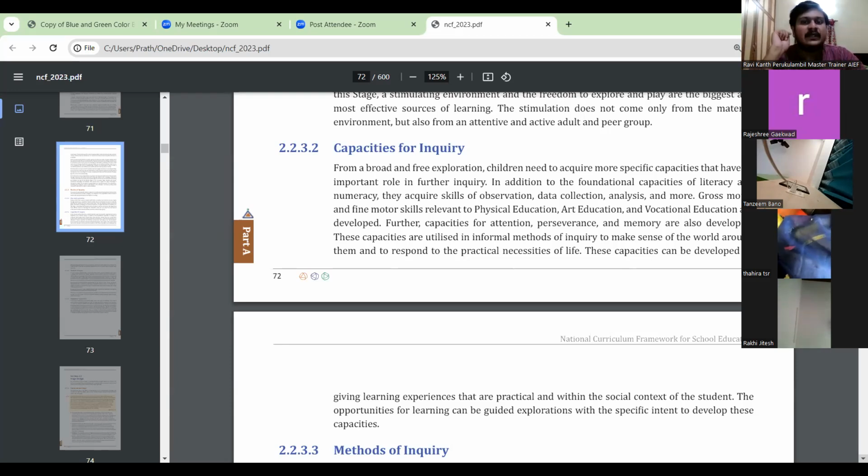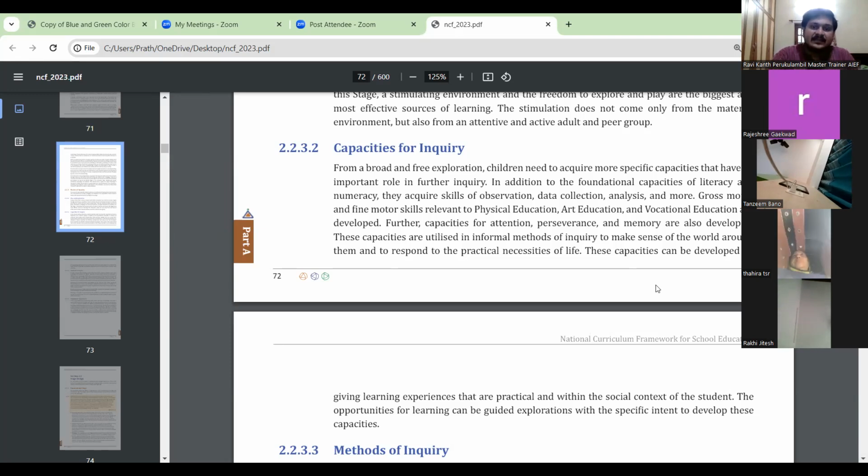Gross motor and fine motor skills relevant to physical education. They should also have gross motor and fine motor skills. And art education, vocational education are also developed. Further, capacities for attention, being attentive in the class, perseverance, and memory are also developed. They should have these capacities to be attentive, to perceive the things the teacher is telling, and to develop memory, which are also very much important capacities which the children need.